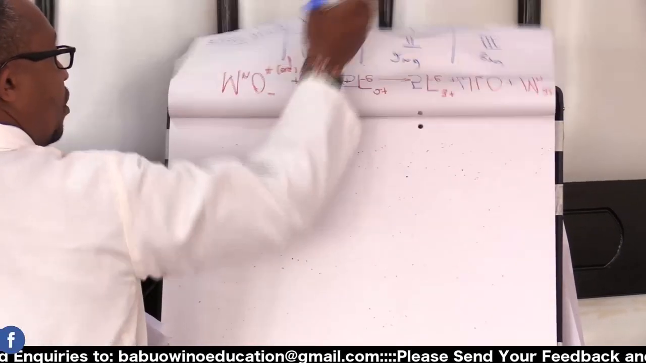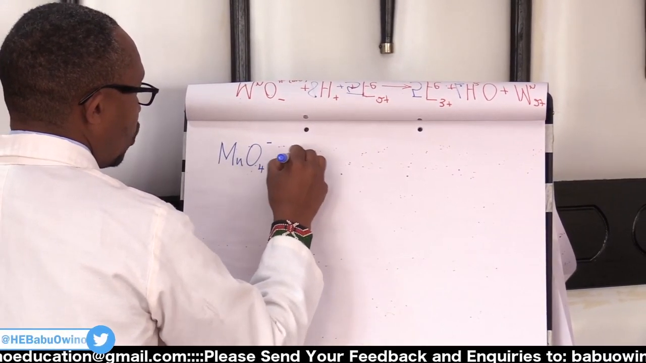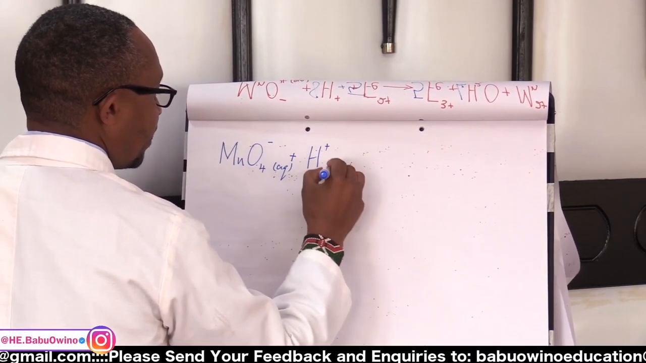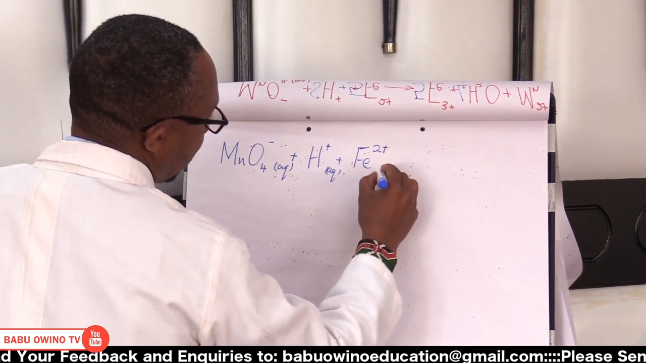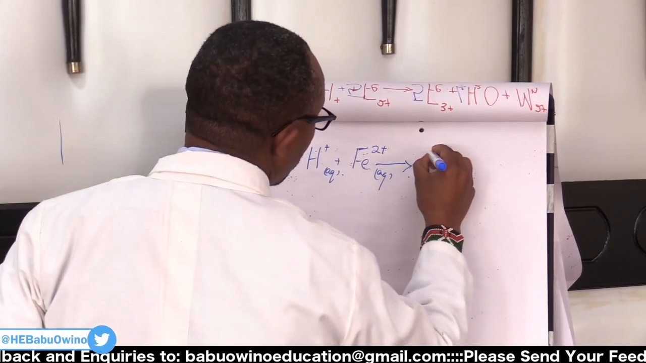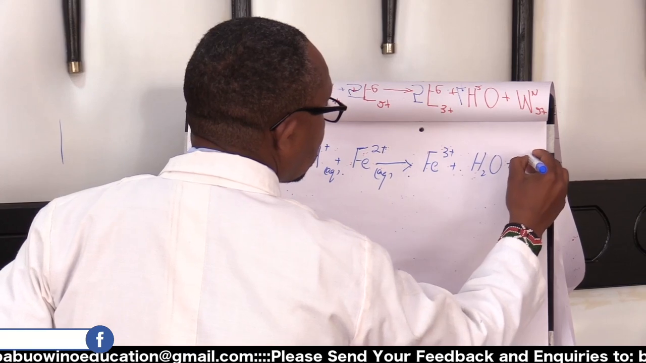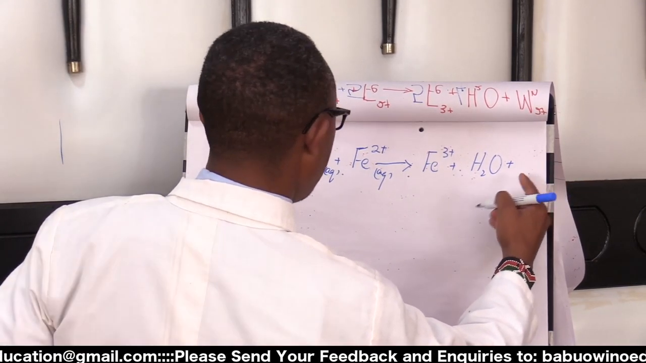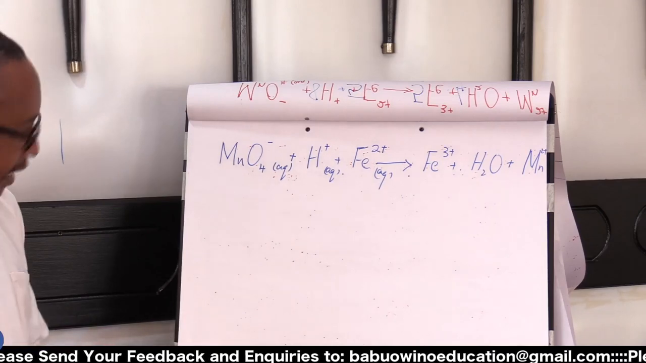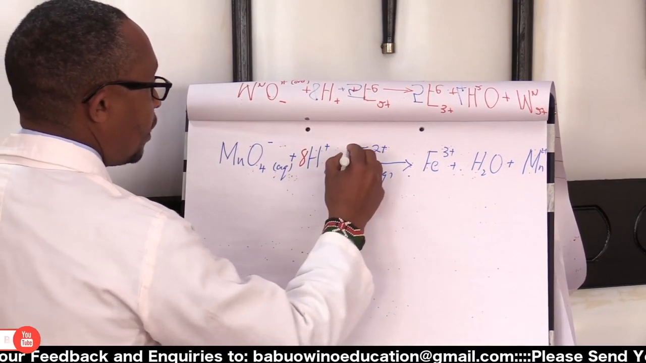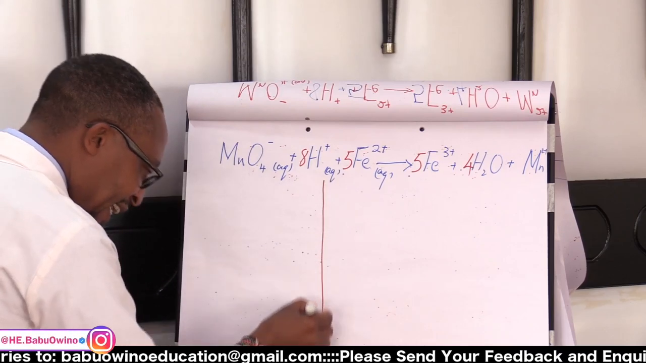The next step again, we are saying that is manganese 4. We are combining it with acidified iron, ferrous ammonium sulfate. And this one will be oxidized to iron 3 plus water plus what? Plus manganese 2. We now balance it up. This is 8, this is 5, this is 5, and that is 4. So we now put our line here.